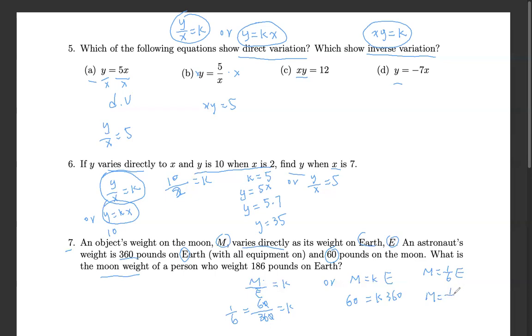When a person is 186 pounds on Earth, right? So just 6 going into 18 is 3 times, 6 going into 6 is 1 time. So the moon weight of that person is just 31 pounds. So this is using variation directly in life or in word problems.